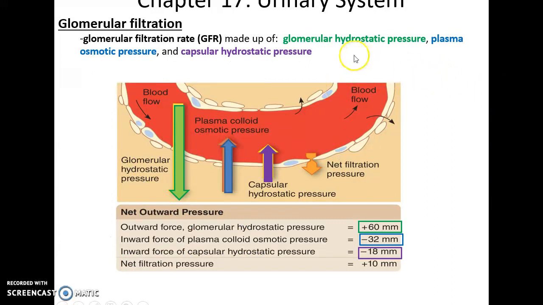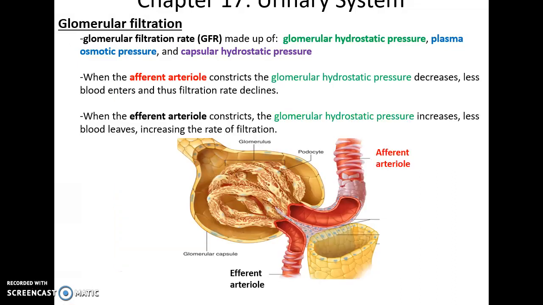Filtration rate depends on the glomerular hydrostatic pressure, the plasma osmotic pressure, and the capsular hydrostatic pressure. So plasma osmotic pressure and capsular hydrostatic pressure are trying to send things back into the blood capillaries. However, the blood pressure, the glomerular hydrostatic pressure, is so high that it will overwhelm this. So there's a net movement of fluids out of the blood capillaries all the time in the glomerulus.